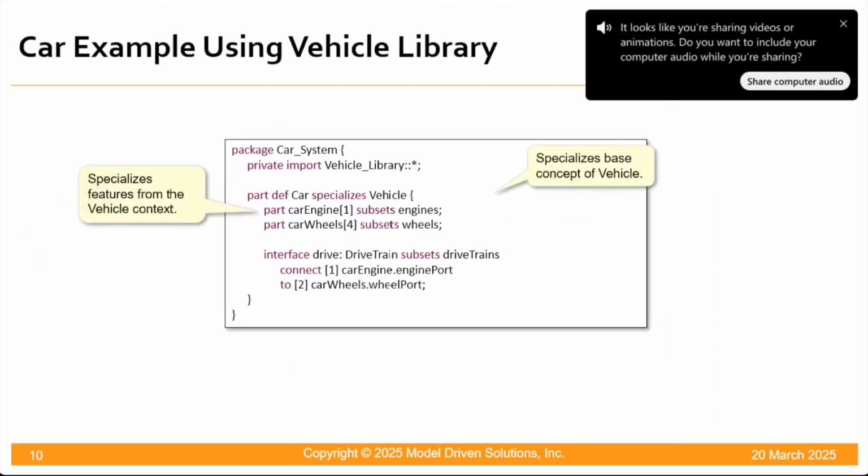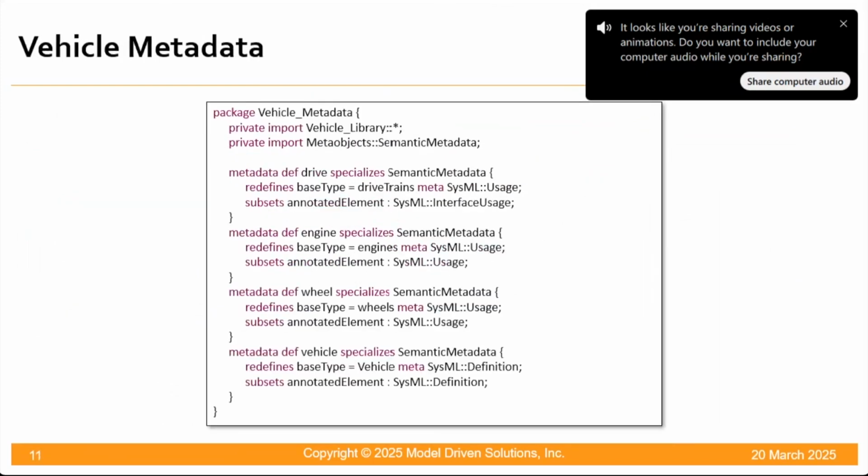So what I've done when we get here is said, all right, I want to use this metadata. That metadata can annotate interface usages. That's why we had to define the usages of the library, because we want to annotate usages as drivetrains. So we tie to that usage. What this means is when I tag something with this drive, I want to tag an interface usage and have it automatically be a kind of drivetrain. And similarly here for engine and wheel and vehicle.